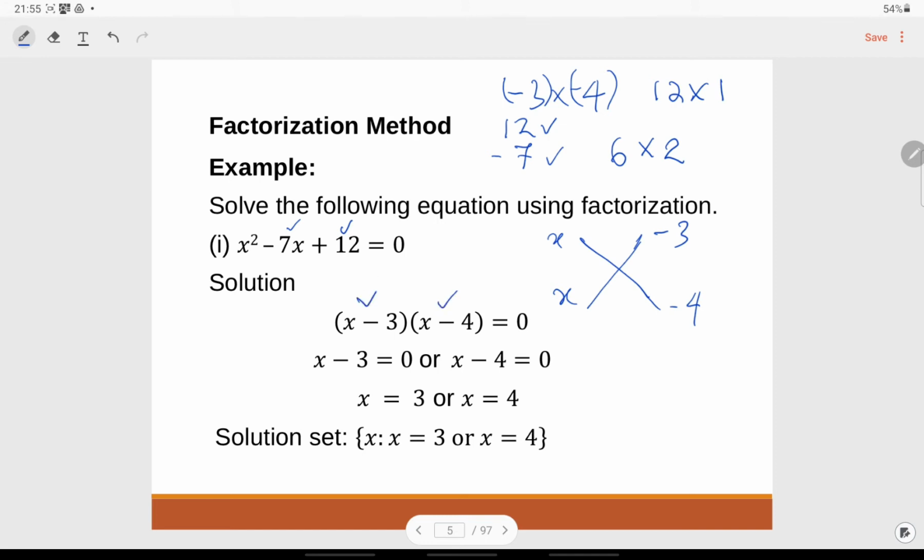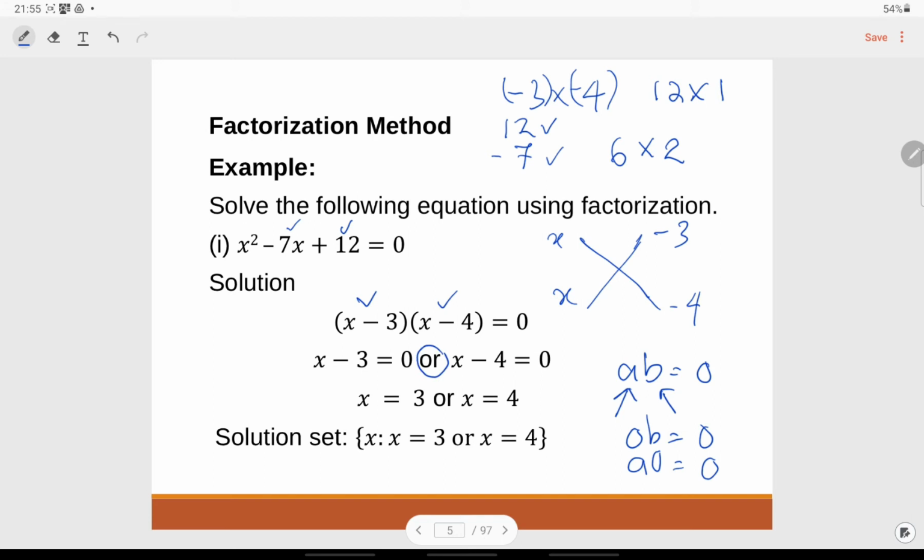We have (x minus 3)(x minus 4) equal to 0. The equation becomes true if one of these two values equals 0. That means this equation is a times b equal to 0, so it becomes true when either a or b equals 0. For example, 0 times b equals 0, and a times 0 equals 0. That is why we have 0 on the right side.